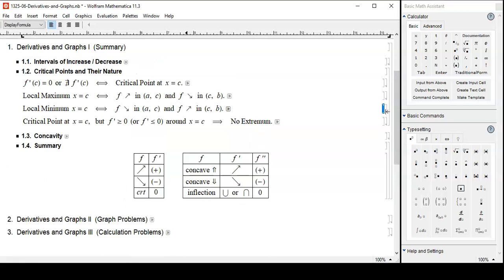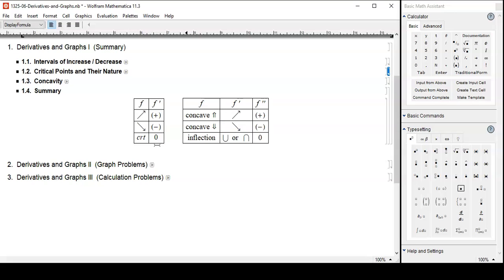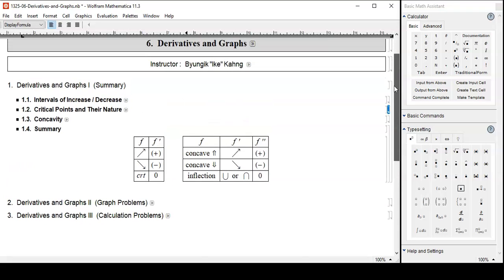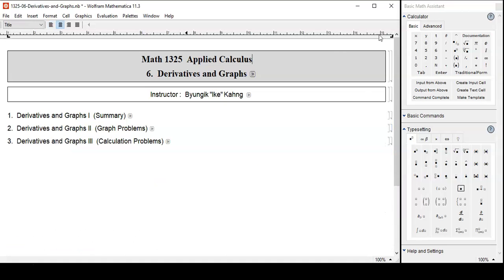Now sign changes from minus to plus, then we have decreasing to increasing, so local minimum. And sign change from plus to minus, then we have increasing to decreasing, so we have local maximum. All those are summarized here to a certain degree. Okay, so much for the first objective, and we're going to discuss the second objective in the second video here. Stay tuned.